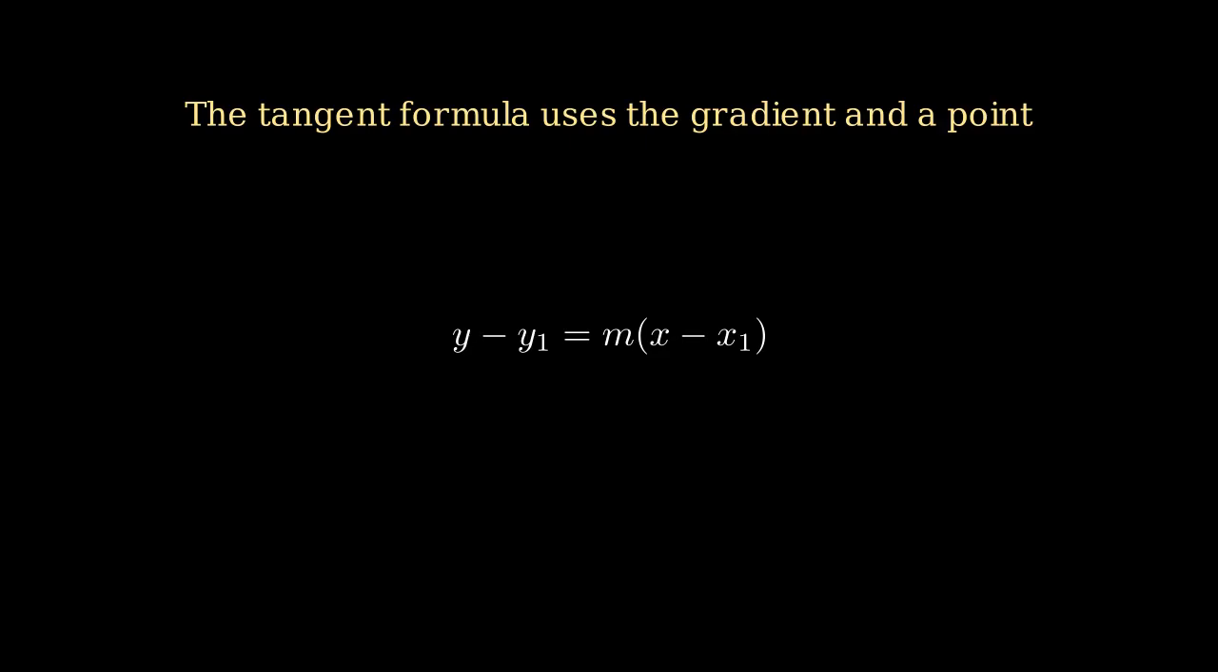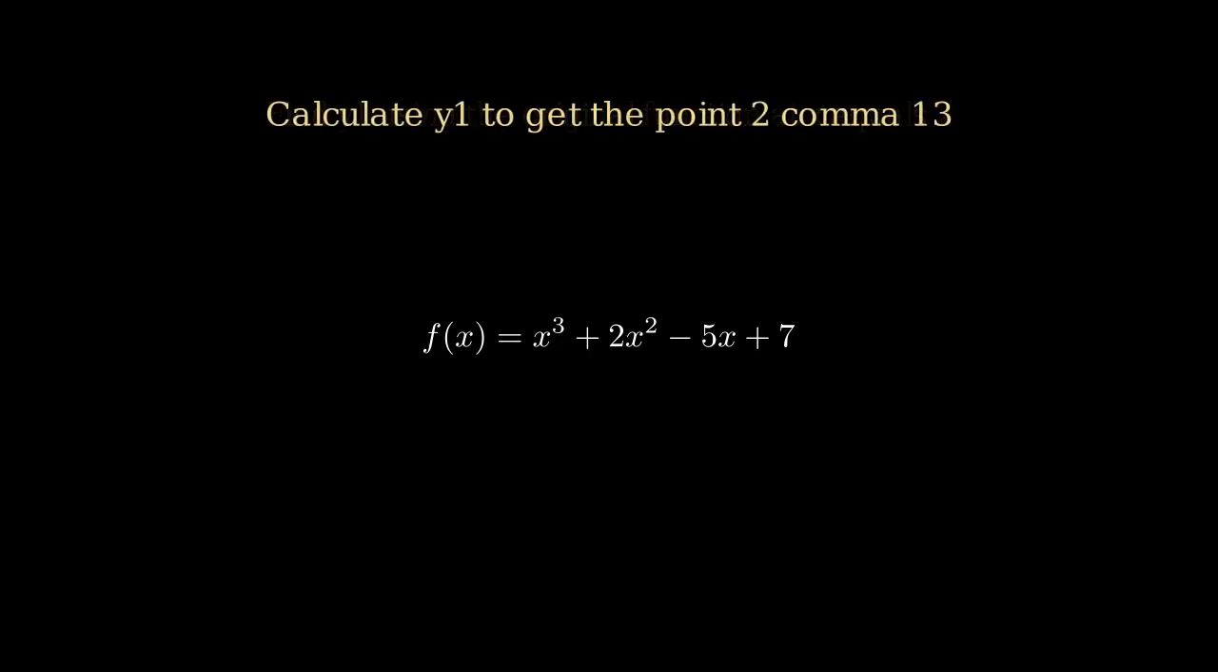Let's use our example. At x equals 2, we need y1, so we substitute x equals 2 into the original function f of x equals x cubed plus 2x squared minus 5x plus 7. That gives y1 equals 2 cubed plus 2 times 2 squared minus 5 times 2 plus 7, which is 8 plus 8 minus 10 plus 7 equals 13. So our point is 2, 13.